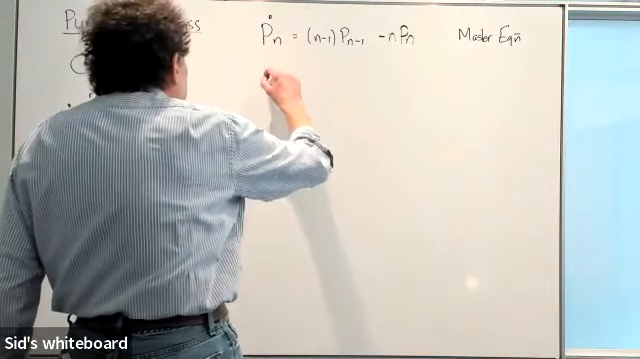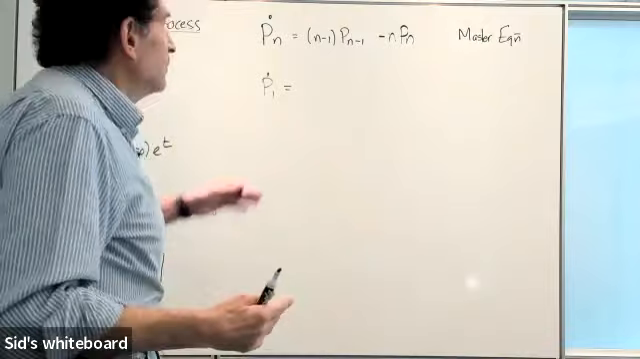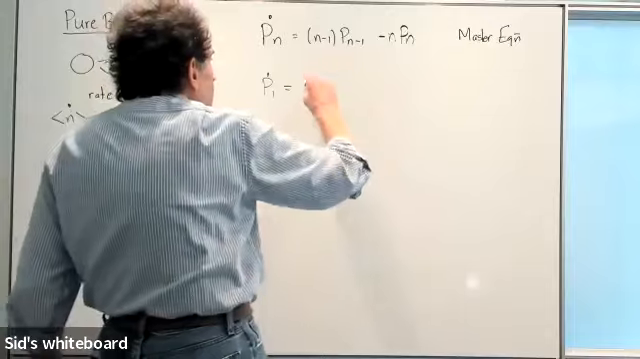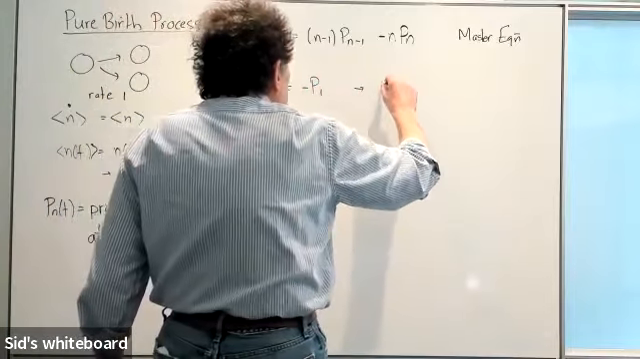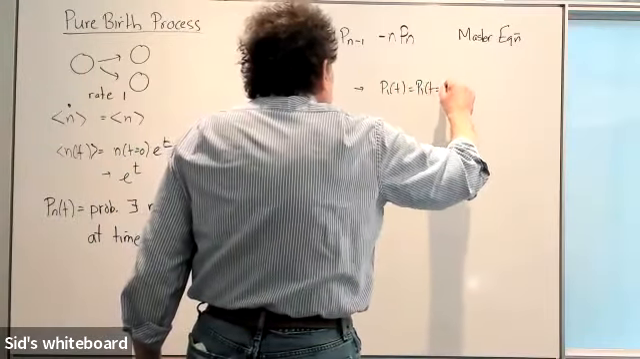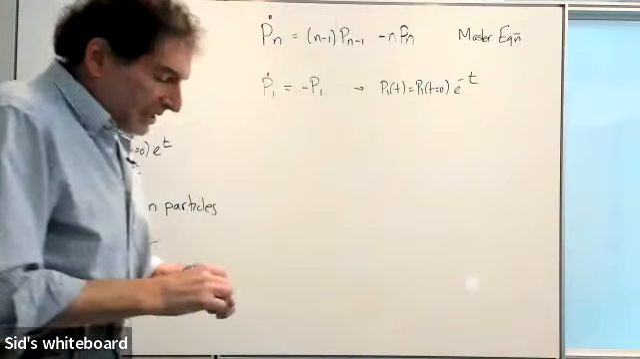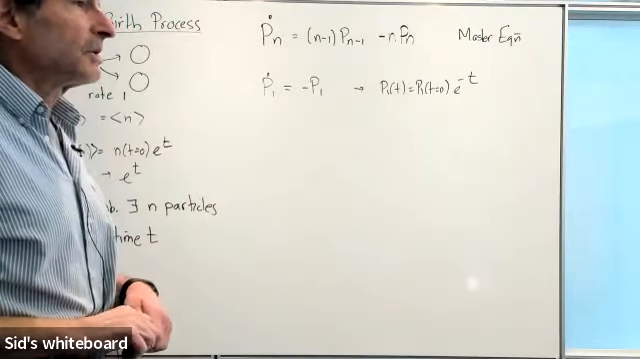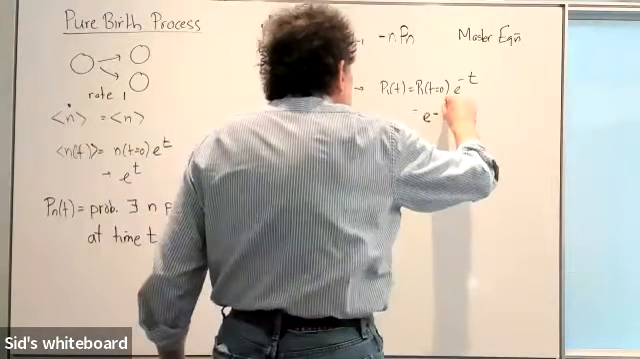So we'll have, for example, P1 dot. Well, there's no way I can create a particle out of nothing, so there's no gain term. I mean, this term doesn't appear when n is equal to 1. And then I have minus P1. And so this is pretty easy to solve. This is going to tell me that P1 of t is equal to P1 of t equals 0 times e to the minus t. And again, I'm always going to take the single particle initial condition. So at the initial state, I'm going to assume that there's one particle and only one particle.